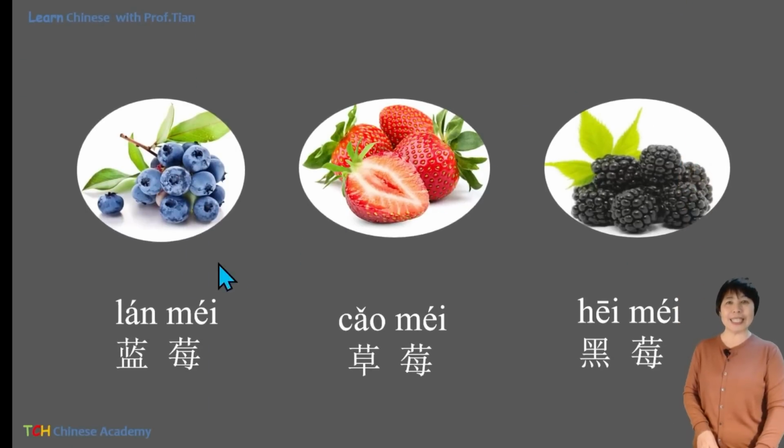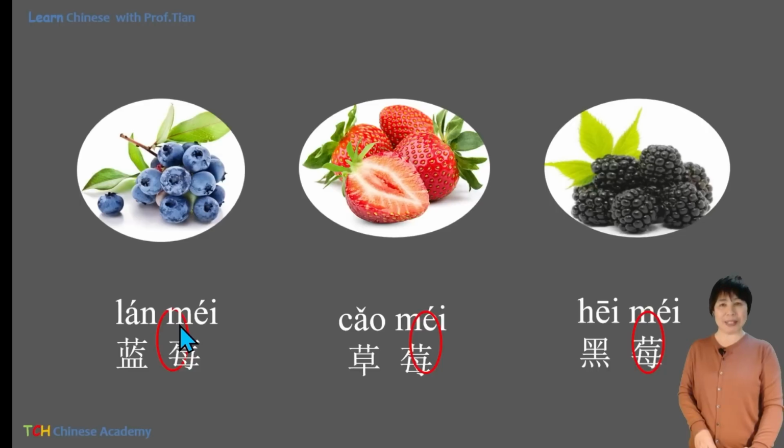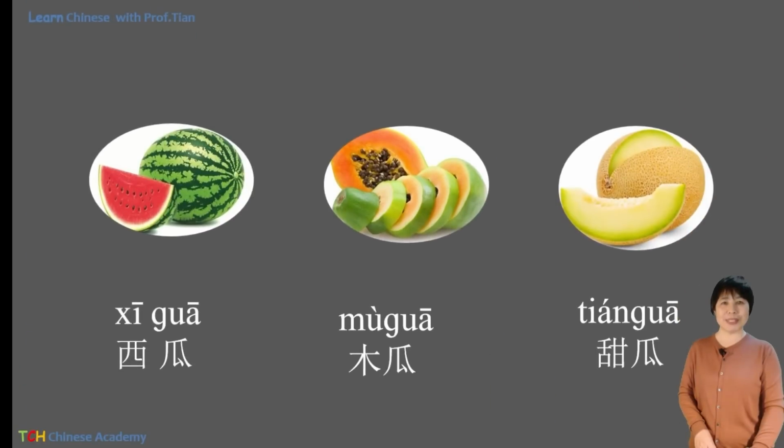And this, yes, they are all berries. So 莓, the berries. Yes, 蓝莓. Blueberry, 蓝, yes, we use the color, 蓝莓. And strawberry, this straw is 草莓. So 草莓. And 黑莓, yes, exactly like the English word. 蓝莓, 草莓, 黑莓.